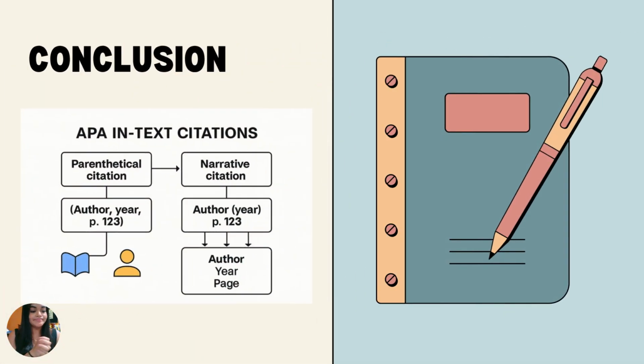In conclusion, narrative and parenthetical citations are two ways of citing sources in APA 7th edition, and the difference lies in the placement of the author and the focus of the sentence. Additionally, the reference list must follow strict formatting rules to ensure clarity and accuracy. It's important to remember that understanding these rules is essential for academic writing and research.